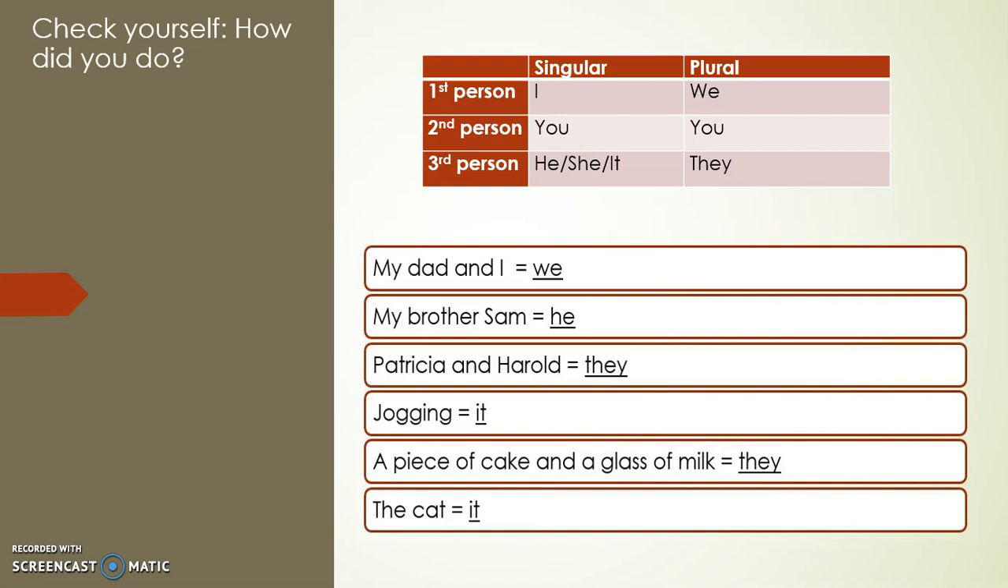A piece of cake and a glass of milk. They. A piece of cake and a glass of milk are a very good way to end a meal. They add just the right amount of sweetness. The cat is going to be it. So the cat is lying in the sun. It is lazily wagging its tail.